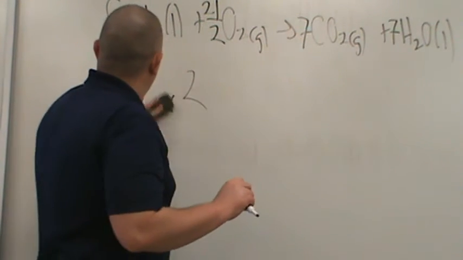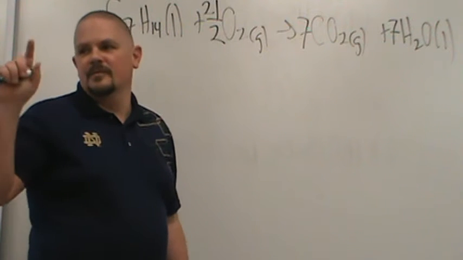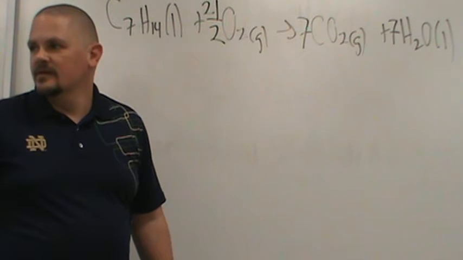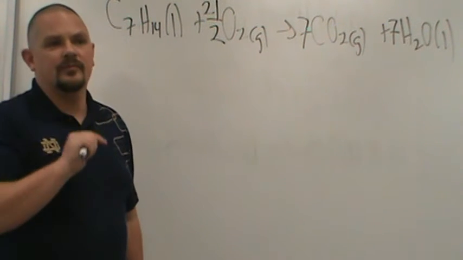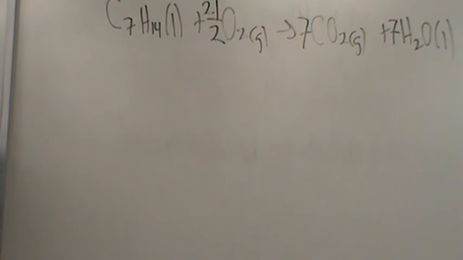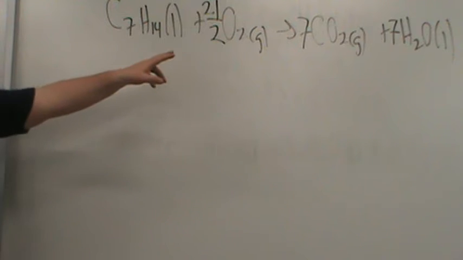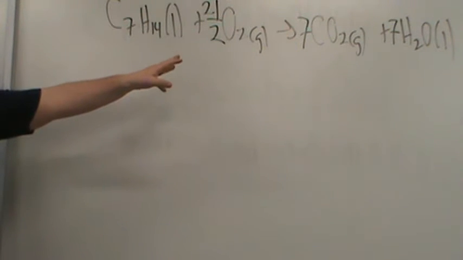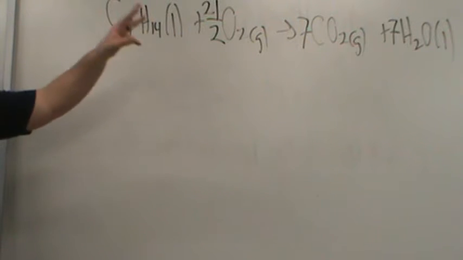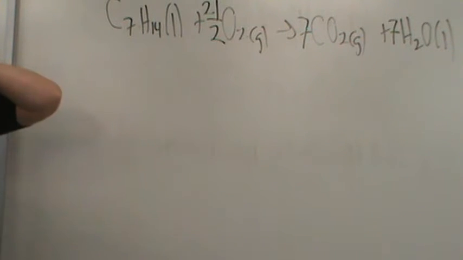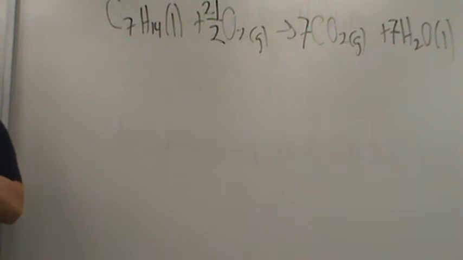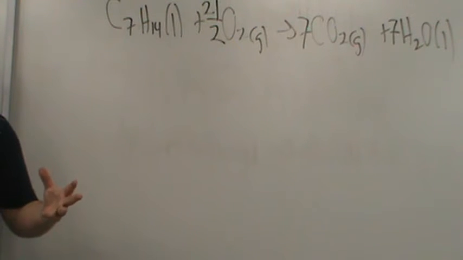Now, what have you noticed about all of our coefficients? They're all whole numbers. So we cannot keep a fraction as a coefficient. We need to get rid of this fraction. Now it's over 2, right? To get rid of the 2 in the denominator, we need to multiply by 2. So what we do to one, we must do to all. We're going to multiply all 4 things by 2.